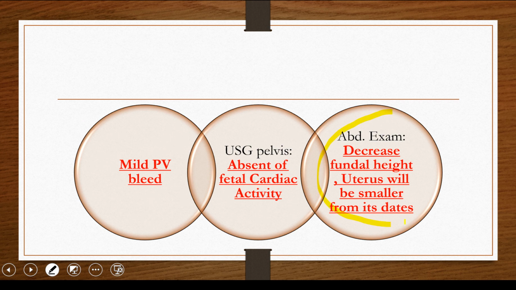This is a very important differentiating point from the others. You'll only find these findings in a case of missed abortion. If they give you a case with a decreased fundal height and the uterus is smaller than its date, then it's a case of missed abortion. As the fetus is dead and the size of the gestational sac is not increasing, the fundal height will be smaller than its dates. On USG pelvis, you will find absent fetal cardiac activity as the fetus is already dead. Mild per vaginal bleed.